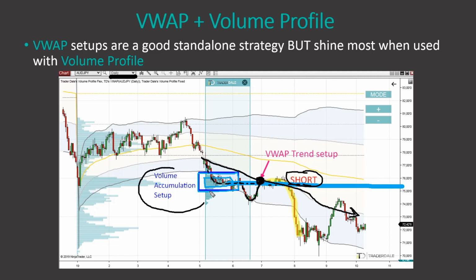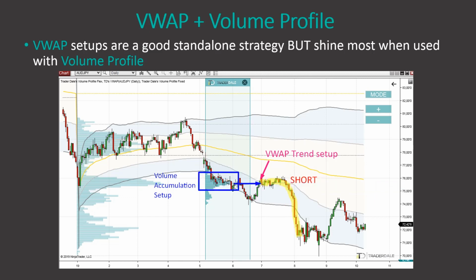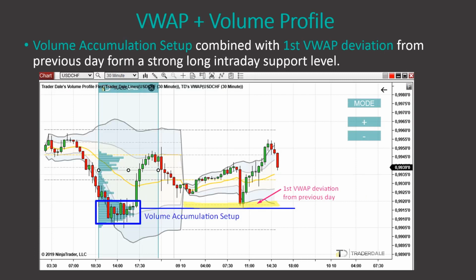Setup, which is called volume accumulation setup, it's a volume profile setup, and the VWAP trend setup. Those two signals meet in here, and that's what I like to see. You go short from there. That's a confluence I'm usually looking for. Right? Confluence like that. So this was sort of long-term scenario, but let me show you intraday trading scenario.